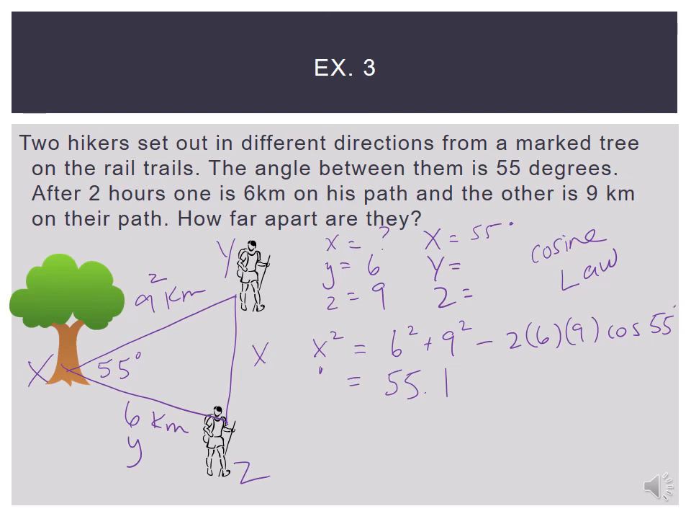And remember, that does not mean they're 55.1 kilometers apart. This is x squared, which means you have to square root it. Square root of 55.1 is 7.4. Don't forget a therefore statement. Therefore, they are 7.4 kilometers apart.